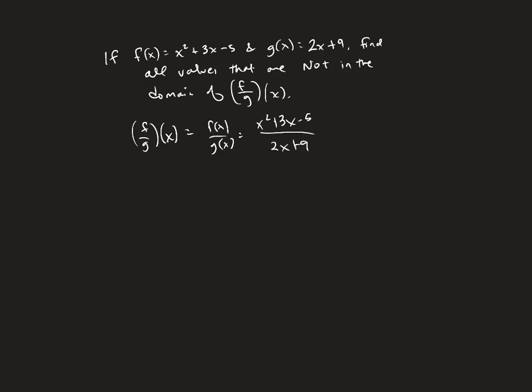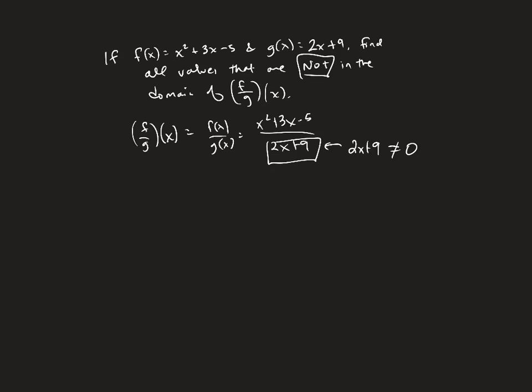Now, the question asks about values that are not in the domain. If you remember, the domain is the possible x values that work. So what we have here is a fraction. And the thing that is illegal when you are dividing is to divide by 0. So when you're looking for numbers that are not in the domain, numbers that make the denominator equal to 0 are not in the domain. So 2x plus 9, which is the denominator of that fraction, cannot equal 0 because that means we would be dividing by 0, and that's mathematically illegal.